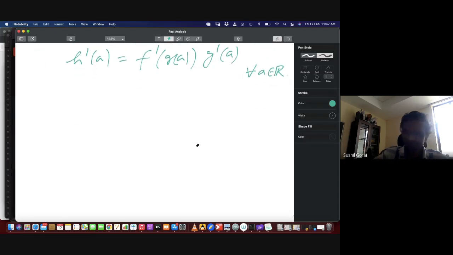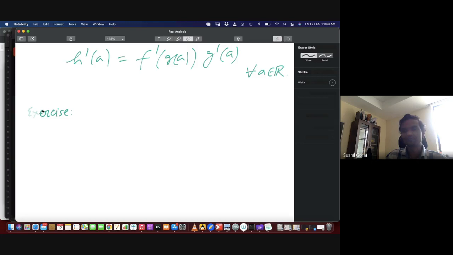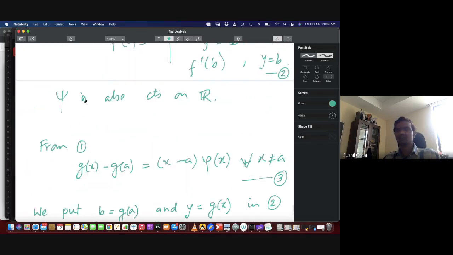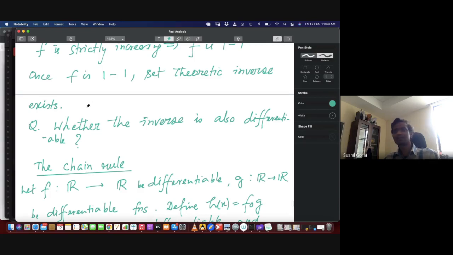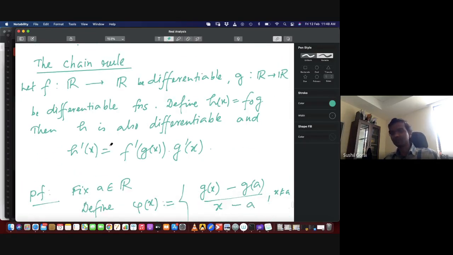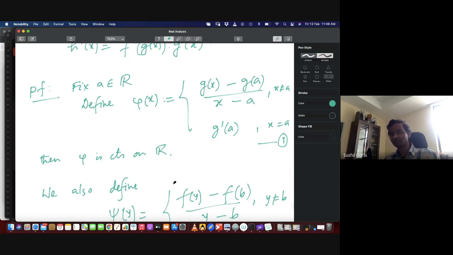So let me give you an exercise. This is an interesting exercise here. Oh, well, do I need to give an exercise? No, maybe I should. So come back here. The question whether a inverse is also differentiable, that comes from the proof of this.